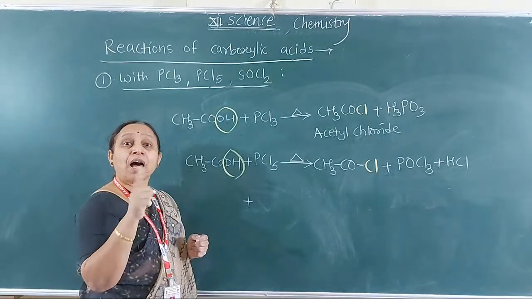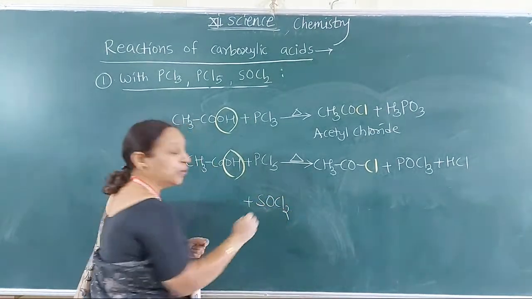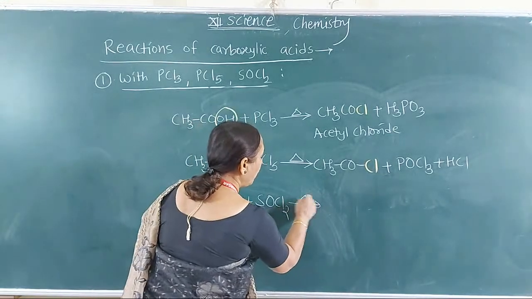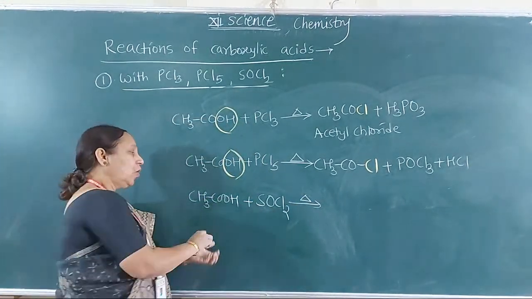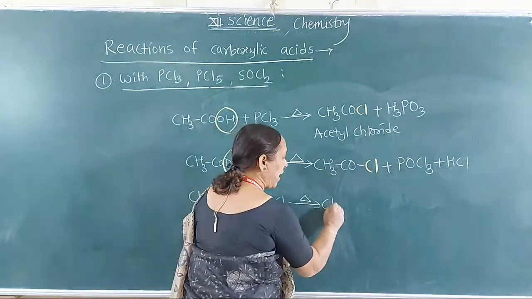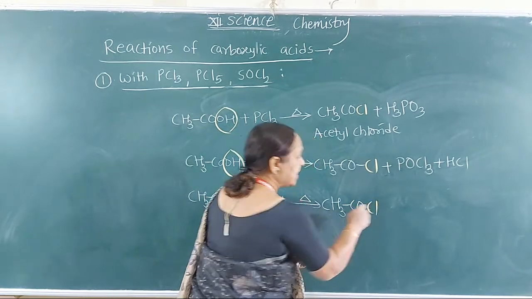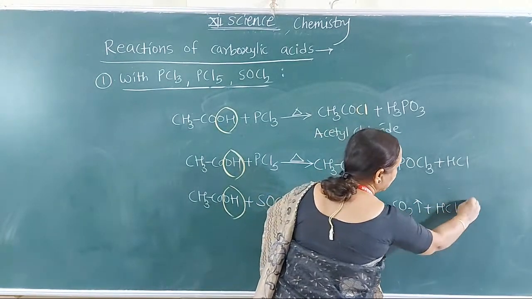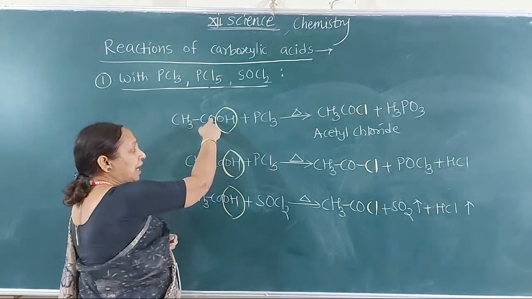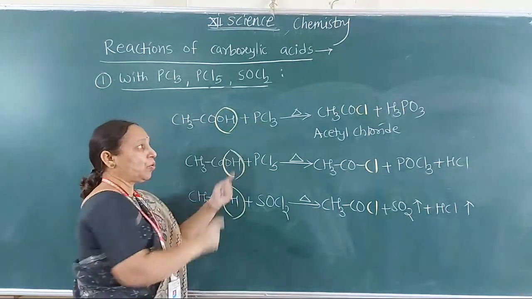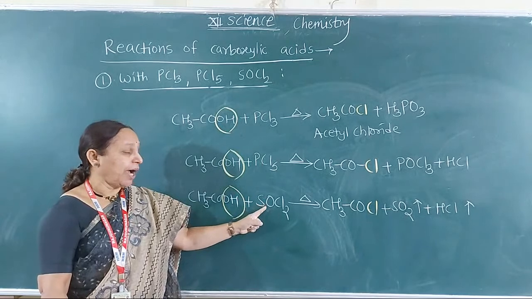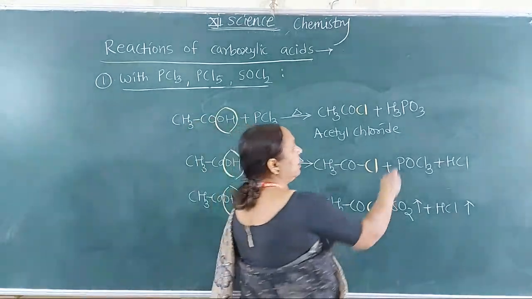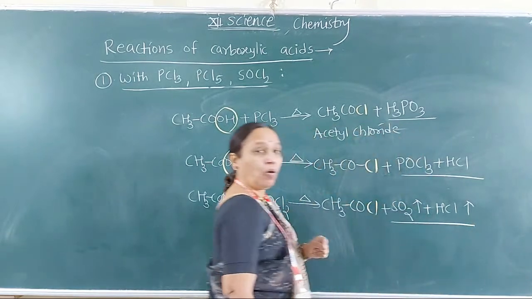What is the action of thionyl chloride, SOCl2, on acetic acid, CH3COOH? When acetic acid is heated with thionyl chloride, OH of carboxyl is replaced by chlorine and thus acetyl chloride is obtained with evolution of two gases, SO2 and HCl. Thus, reactions of acetic acid with phosphorus trichloride, phosphorus pentachloride and thionyl chloride give the same main product, while the byproducts are different in all these three cases.